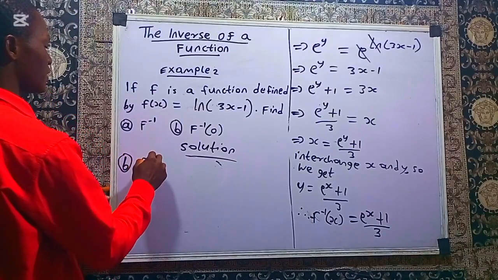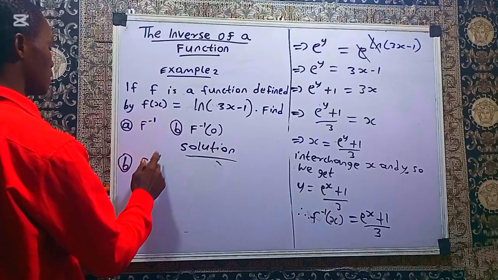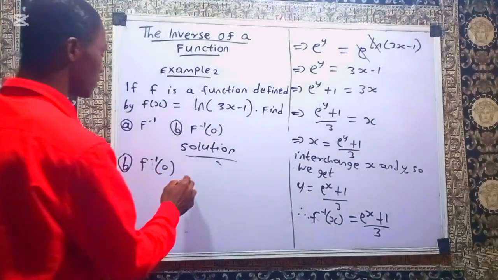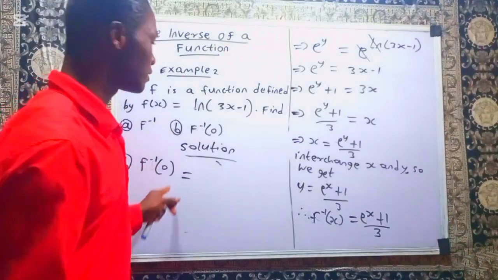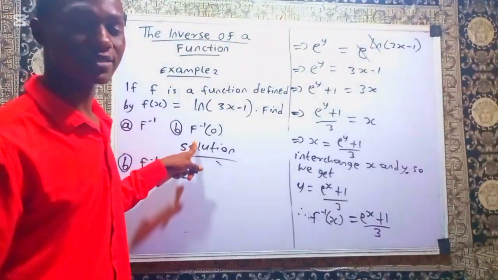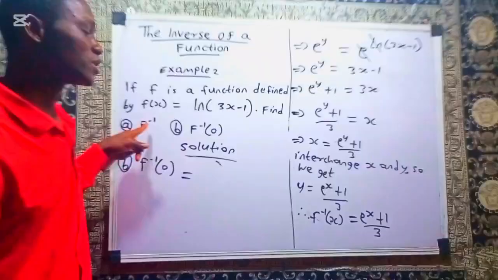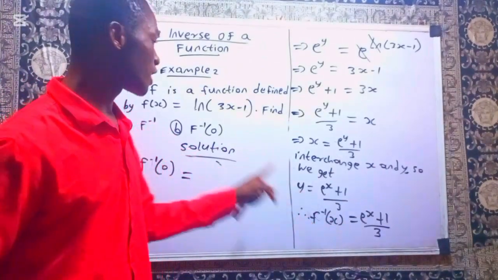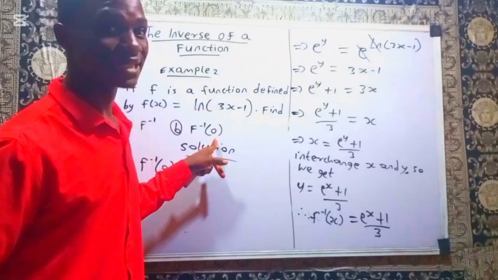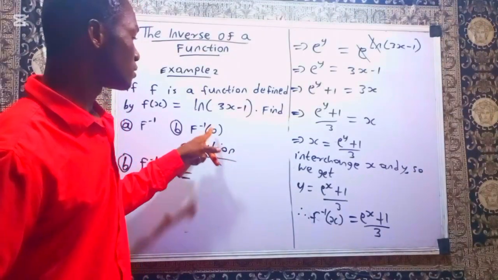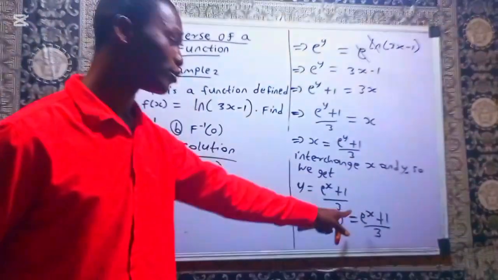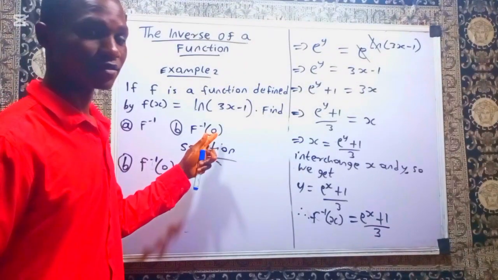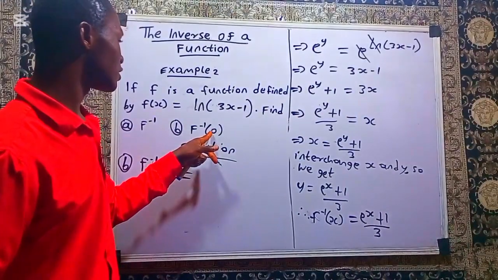The second question, they asked us to find f inverse of 0. That's when x is 0. Assuming they asked you this directly, you first of all get f inverse of x before getting f inverse at any point. So f inverse of x is this. When you now get it, you can get f inverse of any number that they are asking you.